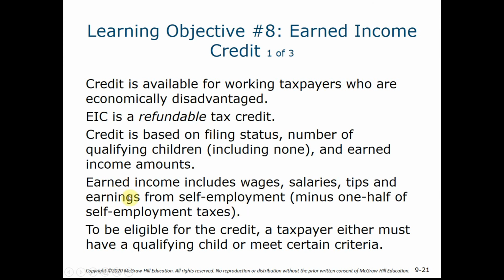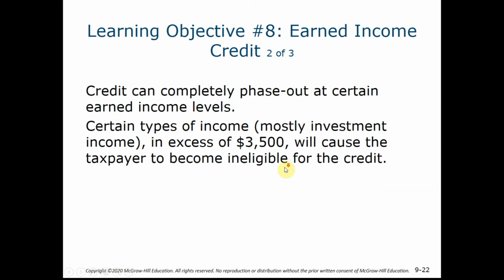So this is for earned income, though. It includes salaries, wages, tips, and earnings from self-employment. In order to receive this credit, the taxpayer must have a qualifying child or meet certain criteria. So you generally have to have a qualifying child. Generally, that means a dependent to qualify for this fully refundable tax credit.